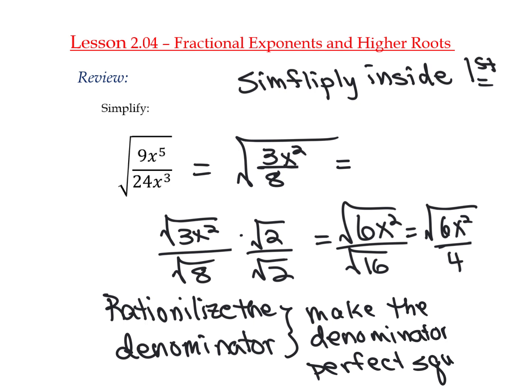And I've listed below here my perfect squared numbers. My perfect squared numbers are 4, 16, 25, 36. I can't make 8 into 4 by multiplying. But my second number is 16. I can multiply 8 by something to get 16. So I would then multiply by the square root of 2, top and bottom. That's going to give me the square root of 6x squared on top. On the bottom, we have the square root of 16. And on my final answer, I'm going to have the square root of 6x squared over 4.